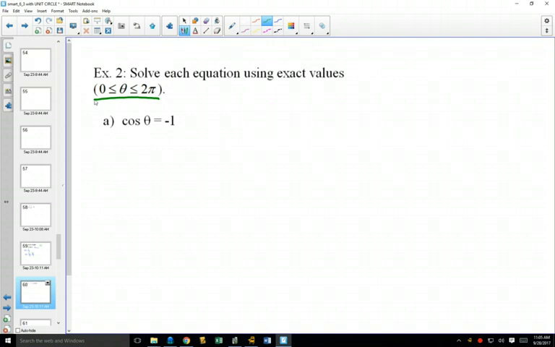So cos is your x-coordinate on your unit circle. Is your x-coordinate ever negative 1? Yes. When? At pi. Done. That's all we have to do for this question. No reference angle needed. There's just one place on your unit circle where the x value is negative 1. So theta is pi.